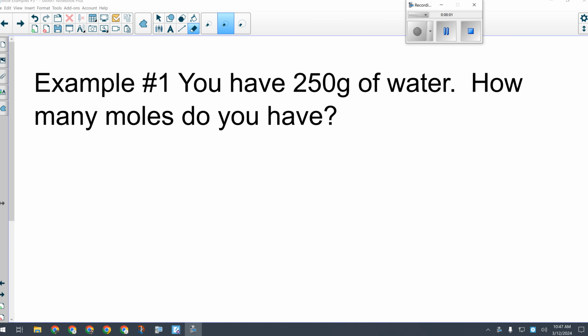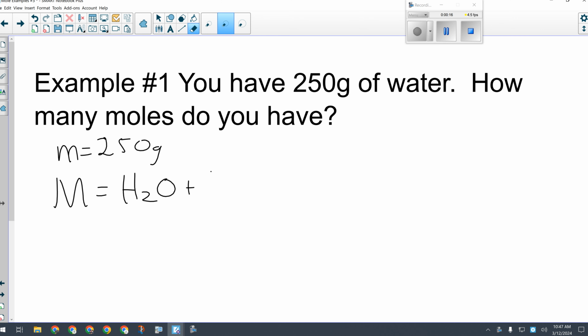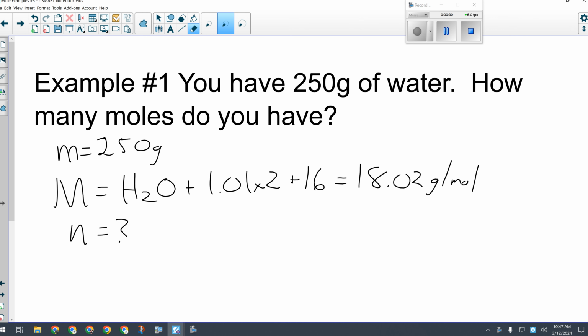All right, so this is a type 1 question. We know that we have 250 grams. That's little m, 250 grams. And we know that it's water. So big M, H2O, so that'll be 1.01 times 2 plus 16, or 18.02 grams per mole for a molar mass, and we are looking for n, as we said, type 1 question.